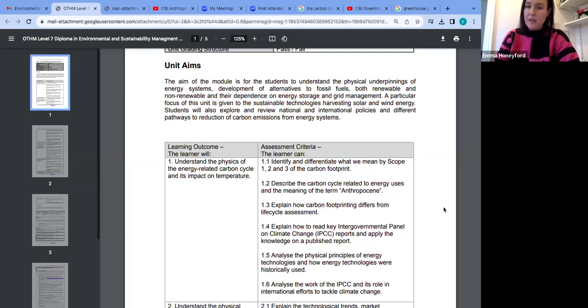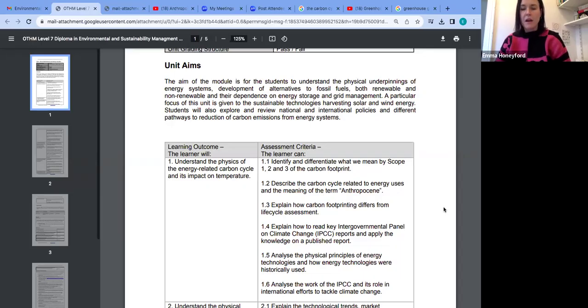As the assessment criteria, the learner needs to show that they can, for 1.1, identify and differentiate what we mean by the different scope areas 1, 2 and 3 of the carbon footprint. 1.2, learners should be able to describe the carbon cycle related to energy uses and the meaning of the term Anthropocene. 1.3, explain how carbon footprinting differs from life cycle assessment. They are very different methodologies and we will cover that today.